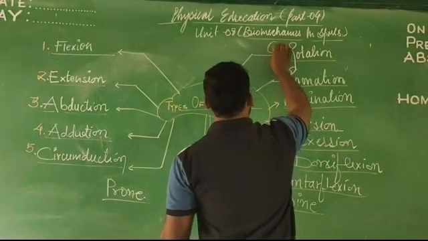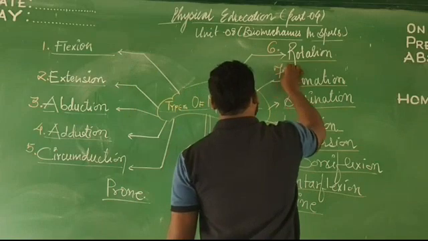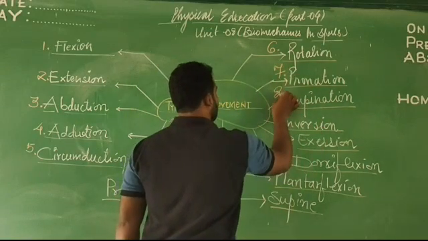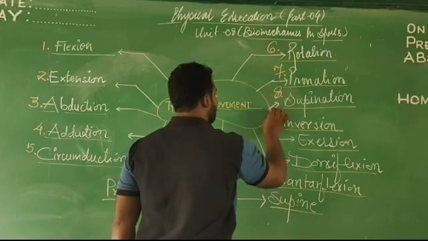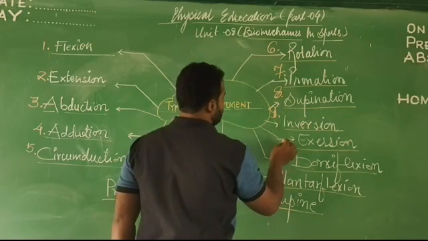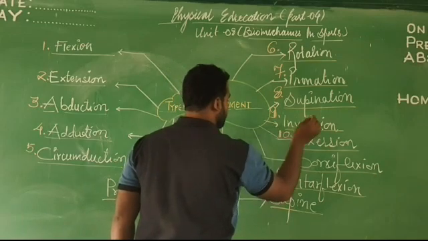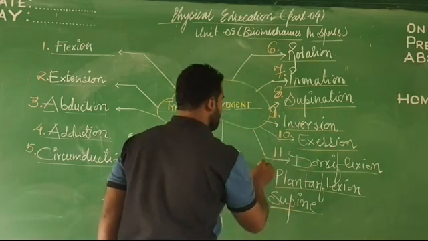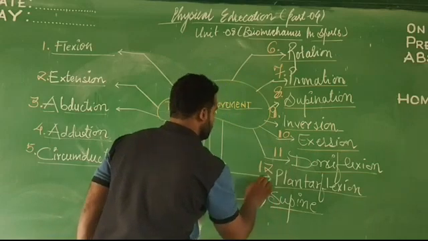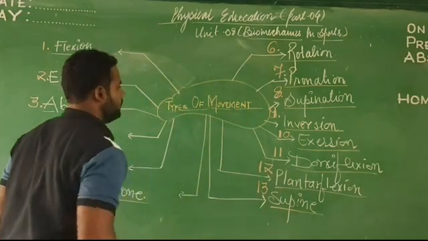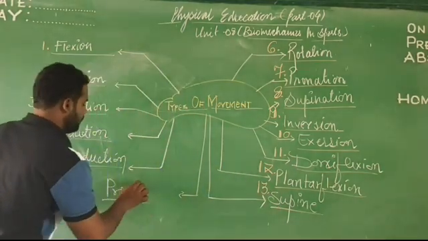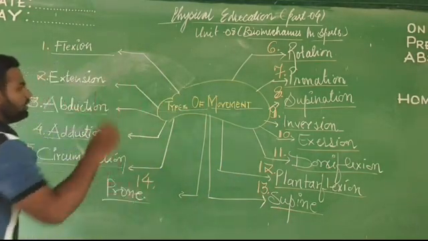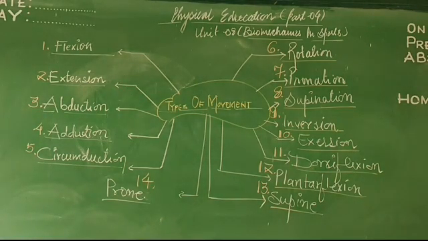Number 6, number 7, number 8, number 9, this is number 10, number 11, number 12, number 13, number 14. Okay, these are the types of movements, and now we need to know the definitions of them also.